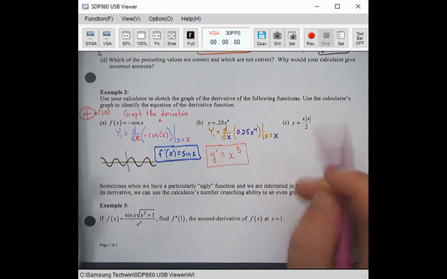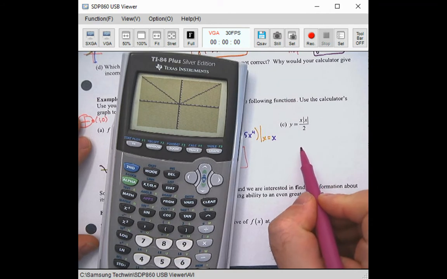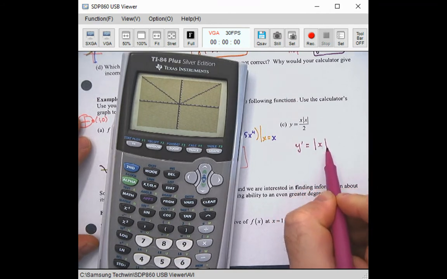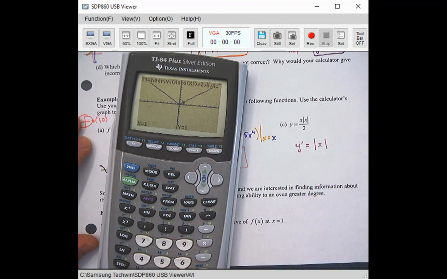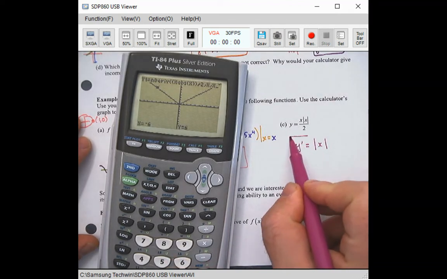So, what did you get? I would get that y prime equals the absolute value of x. Before I box it in, I'm going to test a couple points. I'm going to trace to 1, and I get 1 and 2, 2, 3, 3, negative 2, 2, negative 6, 6. Yeah, we're in good shape.